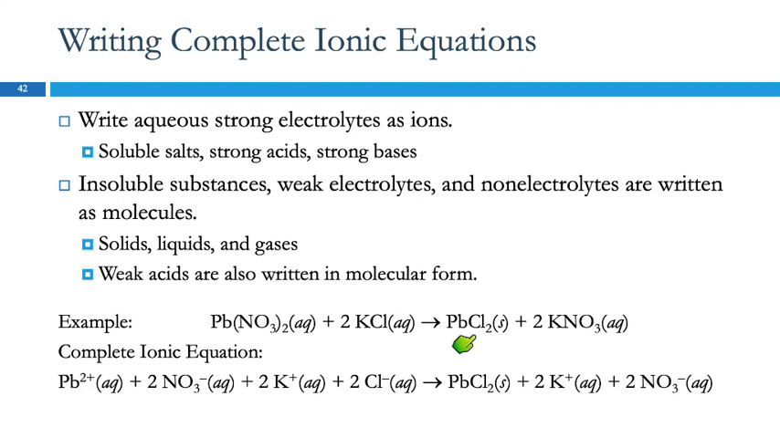Over here, this one's a solid. Just copy it down, don't do anything. This one's also aqueous. We have 2 of these units. That'll be 2 potassium ions and 2 nitrate ions. Any questions? If you always write aqueous things as separate ions, you'll be right most of the time. The only time that doesn't work is if you have a weak acid, and that doesn't happen very often.